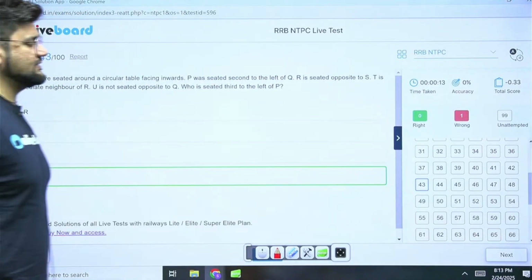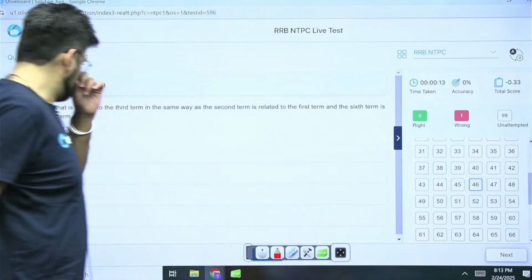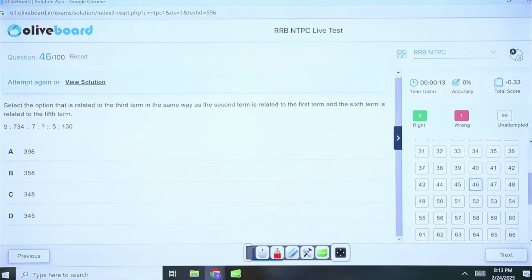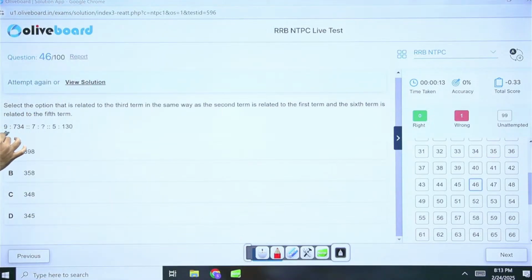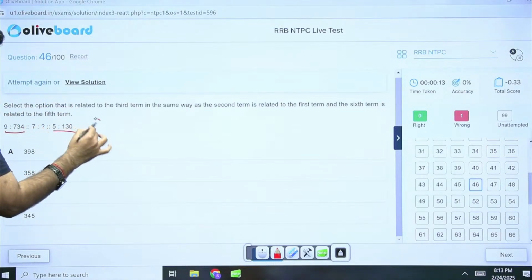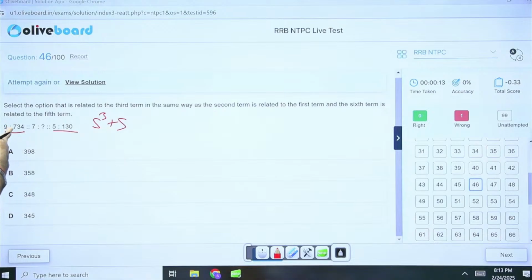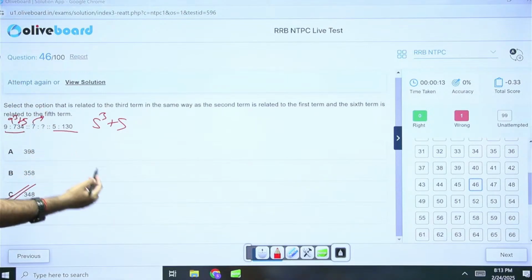Next, question 46. Can't get easier than this, guys. Look, very easy question again, because it will be easier for you to decipher. How? 9 and 700 something, it's close to 9 cube. 5 and 130 something, again 100 something, close to 5 cube. What is this? 5 cube plus 5. Try 9 cube plus 9 here. 729 plus 9 is 738. No, that is not happening. This is 9 cube plus 5 only. Oh, so you just have to cube and add. So 343 plus 5 is 348. Option C. Done and dusted.